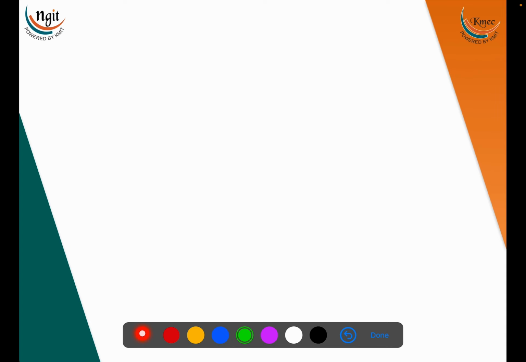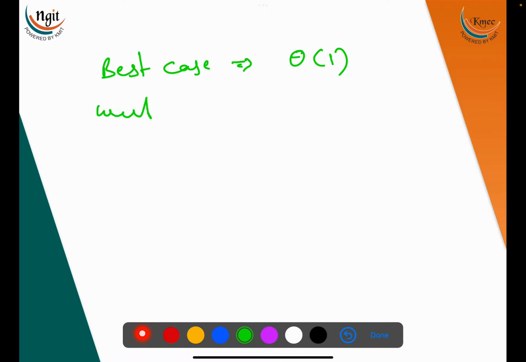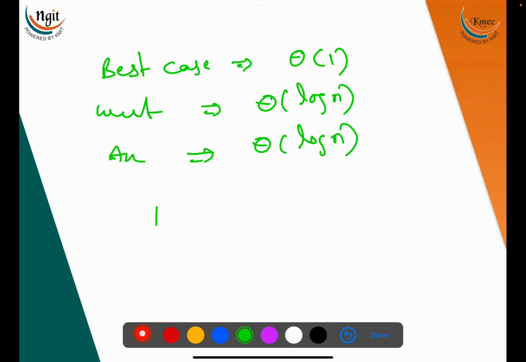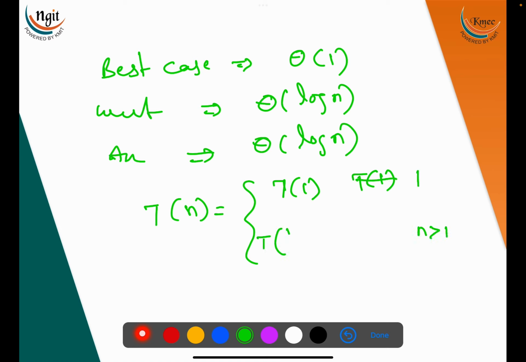So finally, for binary search, the best case is theta of 1. The worst case is theta of log n. The average case is theta of log n. The recurrence relation is T of n equals 1 when n is 1, and T of n by 2 plus 1 when n is greater than 1. This is about binary search. Thank you all.